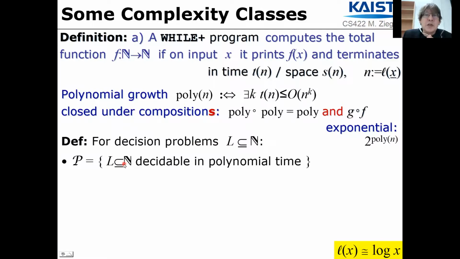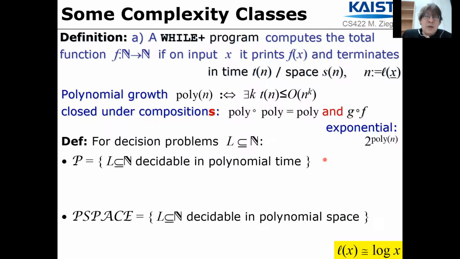In this setting, as opposed to the Turing setting, we're considering decision problems as subsets of natural numbers, not of binary strings, because that's what the while-plus programs can process. And when we mean polynomial time, we mean time polynomial in the binary length of the input, which, as you recall, is roughly the same as the logarithm of x up to some constant and rounding and shifting. But asymptotically, the difference between length and value is logarithmic versus exponential. So this is polynomial time, and we're going to look at example problems that can be solved in polynomial time in a few minutes. But let's first move on to another important complexity class, namely P-space.